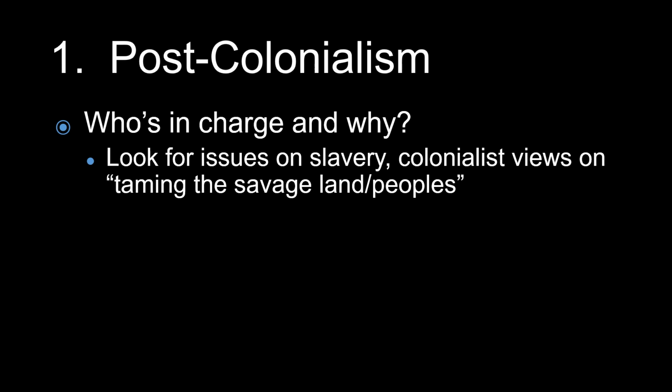Look for issues not only of slavery and colonialist views, but also more subtle things. Ideas like taming the savage lands, or certain cultures being less civilized than others. We're seeing this a lot in the news, unfortunately, these days, where Middle Eastern cultures, Islam specifically, are treated as, oh, they're much less evolved than ours. That is a very colonialist attitude. And it's a very unhealthy colonialist attitude. It suggests, by creating that judgment of they are less evolved or less civilized, that we are somehow better than them because of who we are.